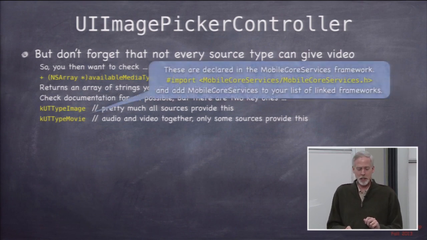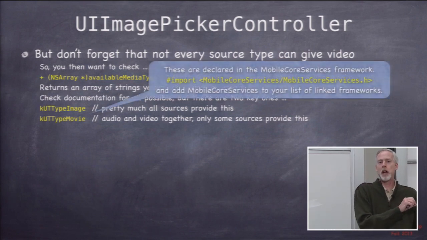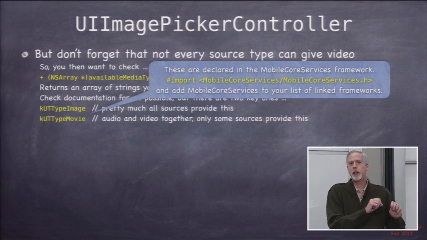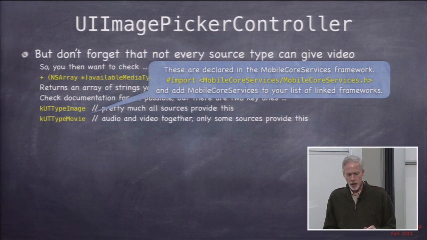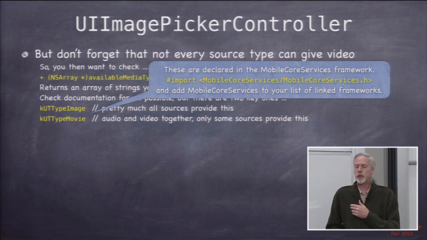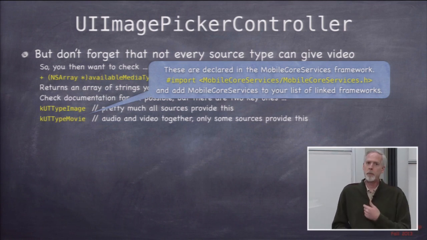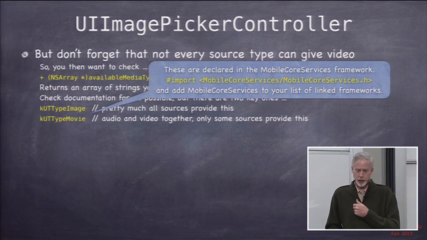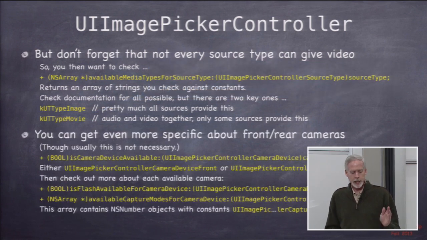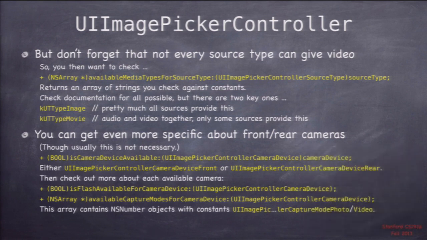Unfortunately, these two constants come from MobileCoreServices/MobileCoreServices.h. They're not in Foundation or UIKit, so you have to explicitly import this thing. You've got to link in MobileCoreServices, but with the new mechanism in iOS 7, that should get linked in for you automatically. And unfortunately, those two things, kUTTypeImage and kUTTypeMovie, are not NSStrings. They're Core Foundation strings, so we'll talk about how we deal with that in our code in a couple slides here.